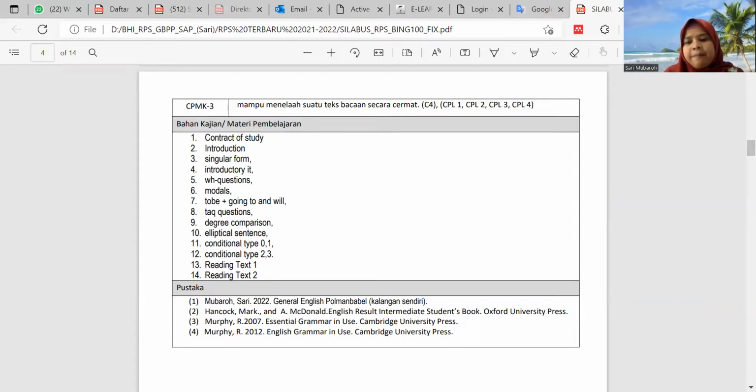And for our textbook, there are 4 textbooks. You can use General English Polman Babel here. It's going to be produced by Polman Babel Press. It's in process, yeah. And the second is from Hancock. The title is English Result Intermediate Student Book. And then the third and fourth are from Murphy. It's about Essential Grammar in Use and English Grammar in Use. You can find these books in our library, in Polman Babel Library.